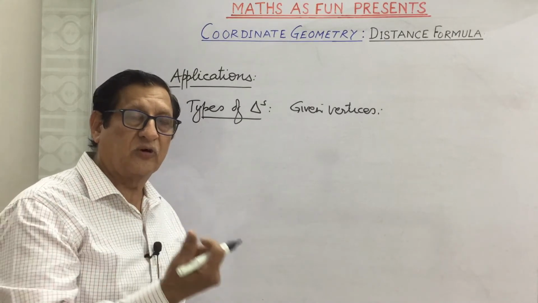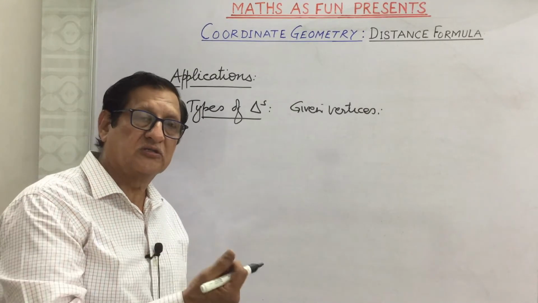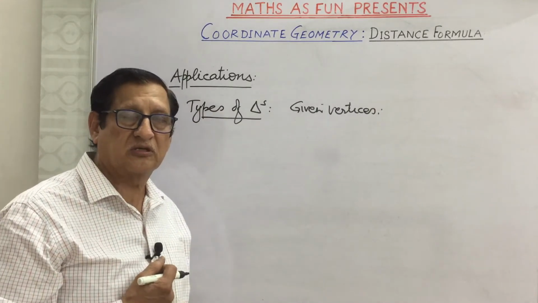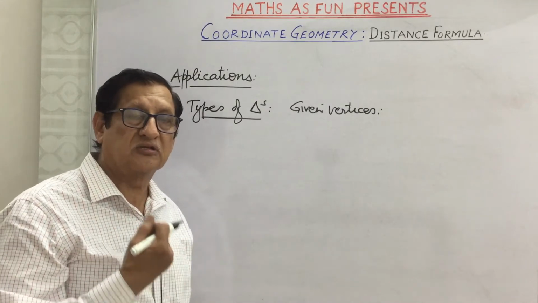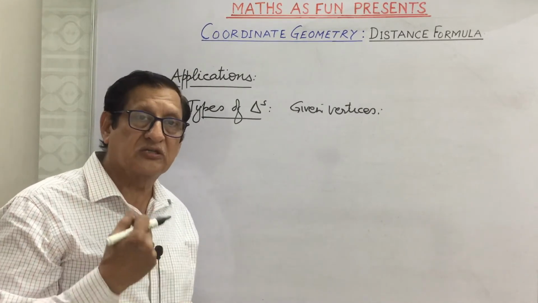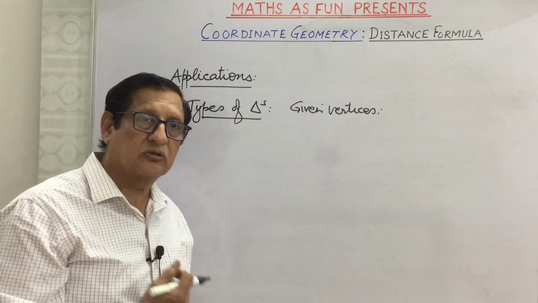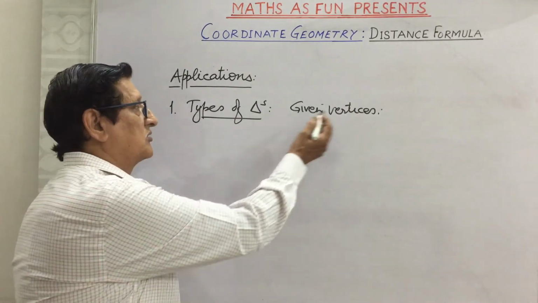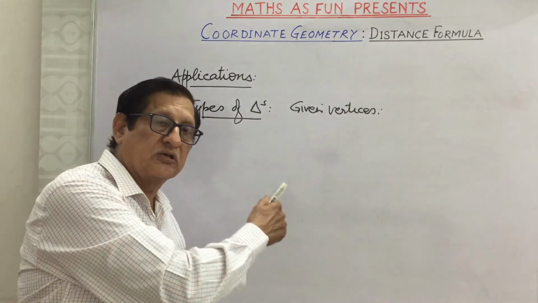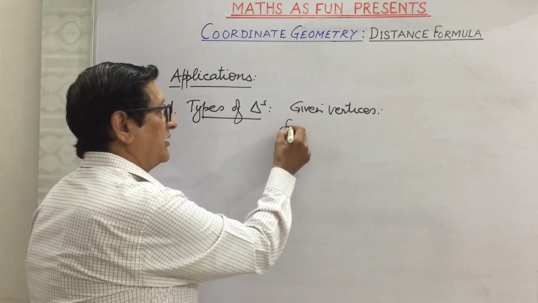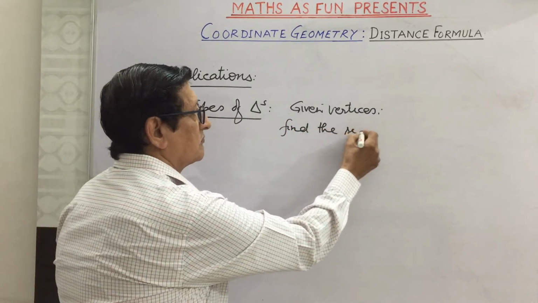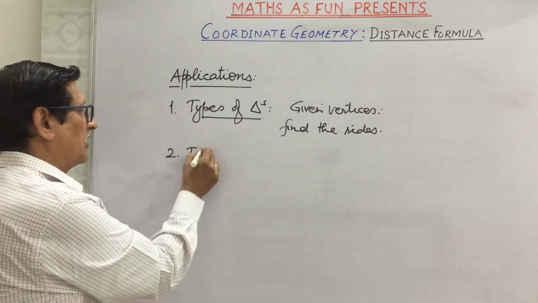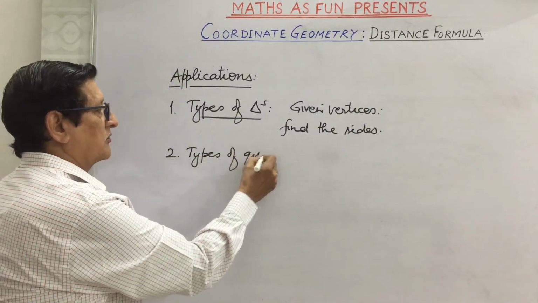Like if all the three sides are different, then we can say it is scalene triangle. If two sides are equal, then we can say it is isosceles triangle. And if all the three sides are equal, it is equilateral triangle. And if the sides of the triangle follow the Pythagoras theorem, then it is a right angle triangle. So we can find out the types of triangles, if the vertices are given, then finding the sides. Number two, we can also find the type of quadrilateral.